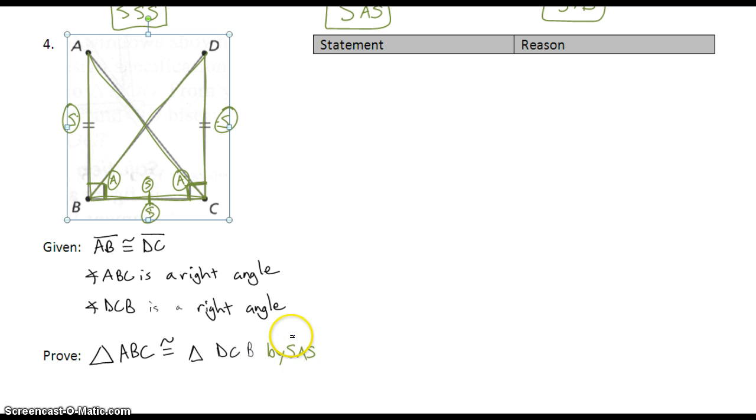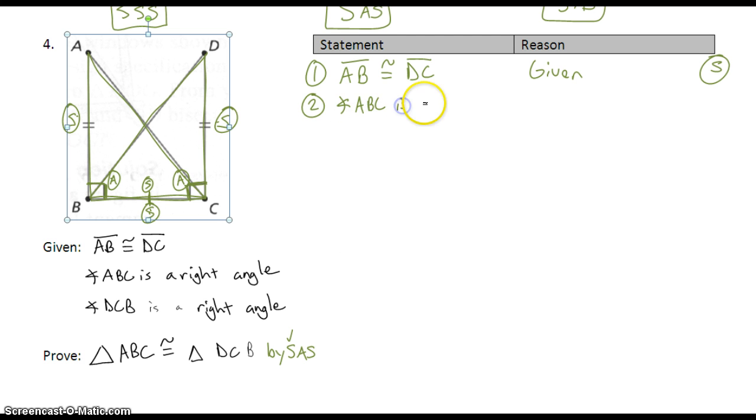I'm going to follow this roadmap. I'm going to first prove that I have a pair of congruent sides. Well, that turns out to be my first given. My first given in this proof gives me a pair of congruent sides. So I've taken care of a pair of congruent sides. Now let's go to a pair of congruent angles. Well, to do that, I need to prove that these two angles are congruent to each other. So I'm going to start with my given, that ABC is a right angle.